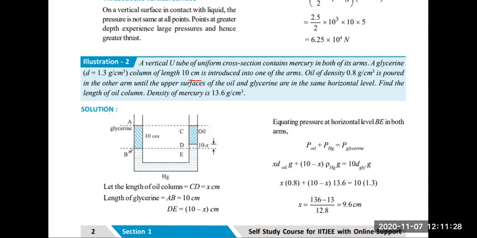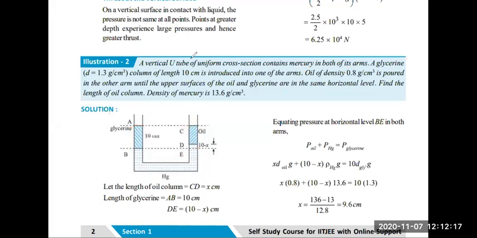So see, this portion is filled with what? Given mercury, yes or no? Got it, mercury. Now in arm A, glycerin is introduced, and in the other arm, some oil is introduced. So this problem is totally based on pressure. It is given that if they are on the same horizontal level, meaning point A and point C are the same, then find the length of the oil column.